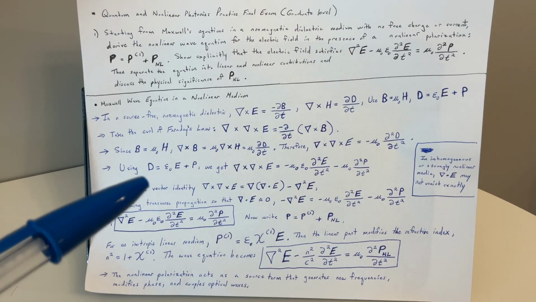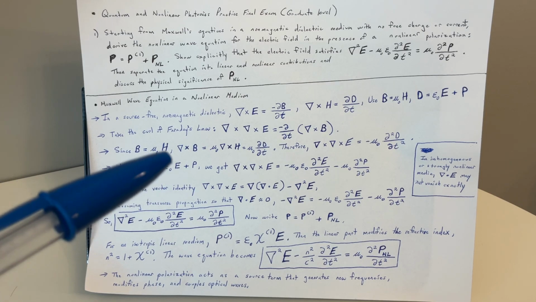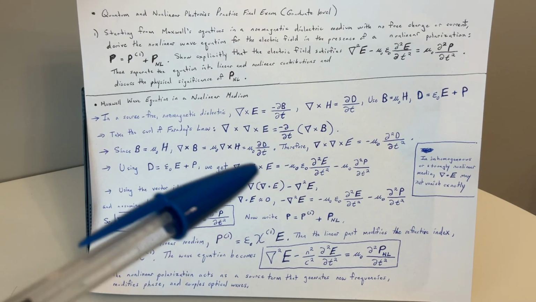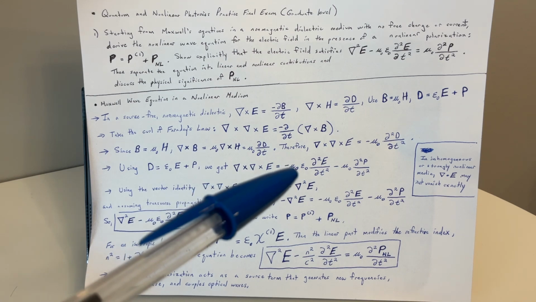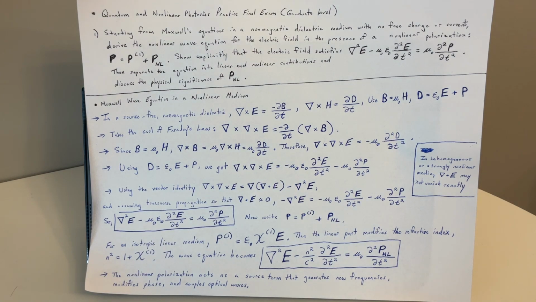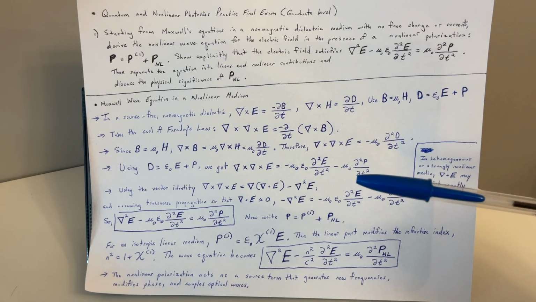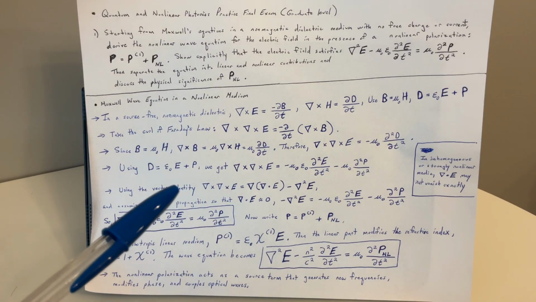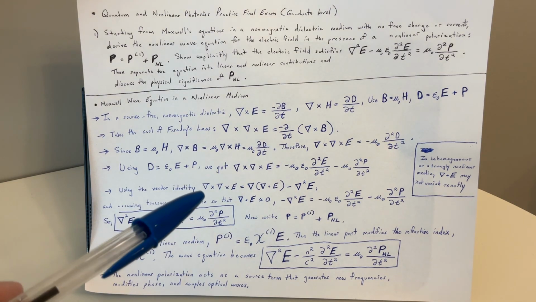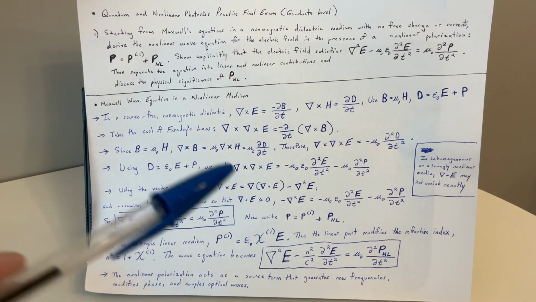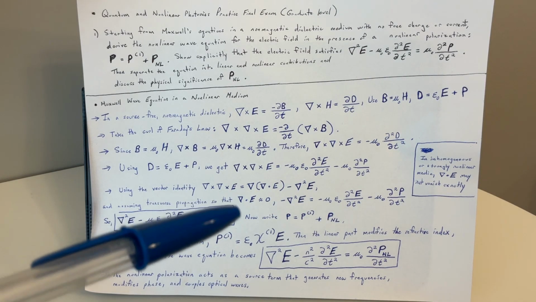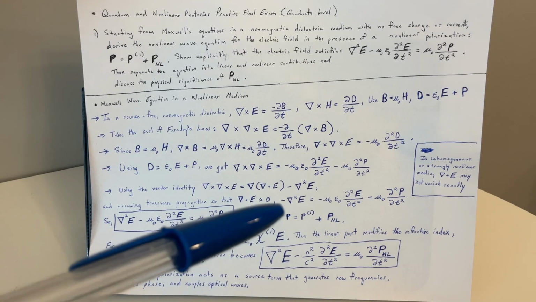Now, using this D equals epsilon naught E plus P, we get this again. This cross product here is going to equal negative mu naught epsilon naught second partial E with respect to t minus mu naught second partial P with respect to t. And using the vector identity here, this cross product is equal to del times the quantity, the dot of del in E, minus del squared E, and assuming transverse propagation so that del dot E approximates 0, we get the following.